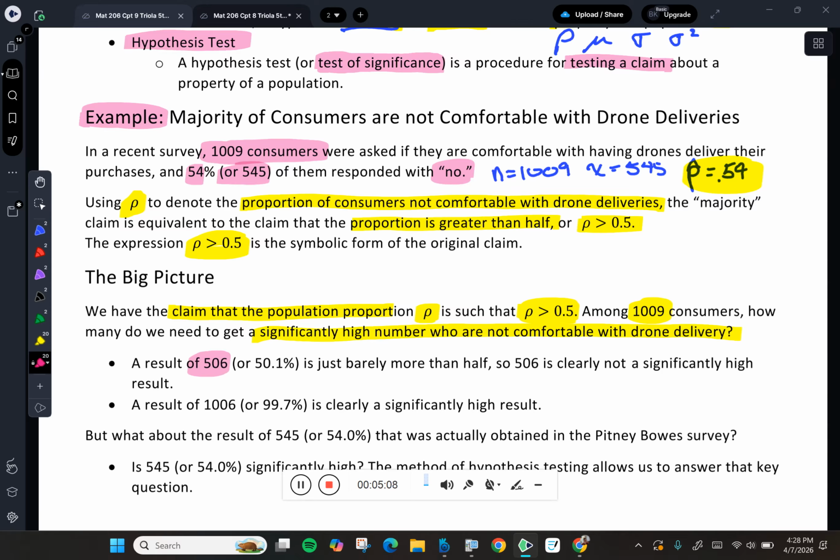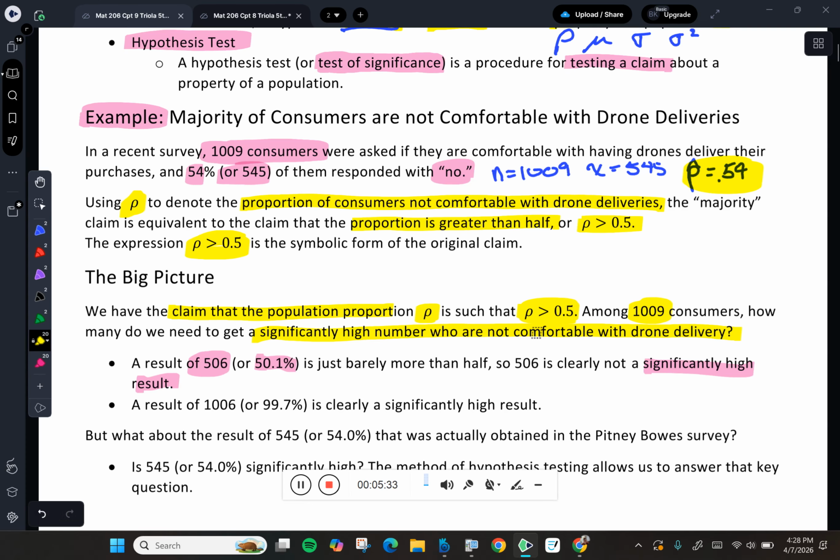Right? Well, if we think the truth is that this should be about half of the people, then my sample is pretty close to that, and it's not a significantly high result. It kind of supports that the middle is 50, or that the population proportion is 50.